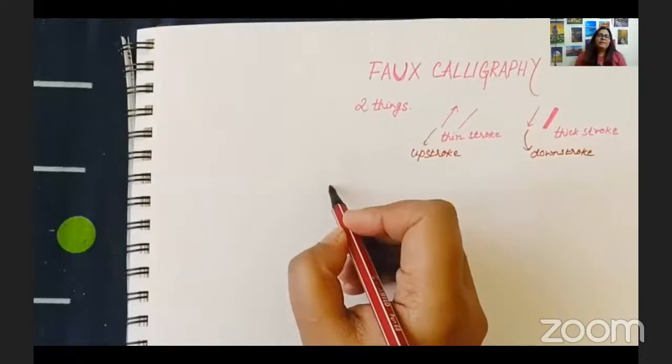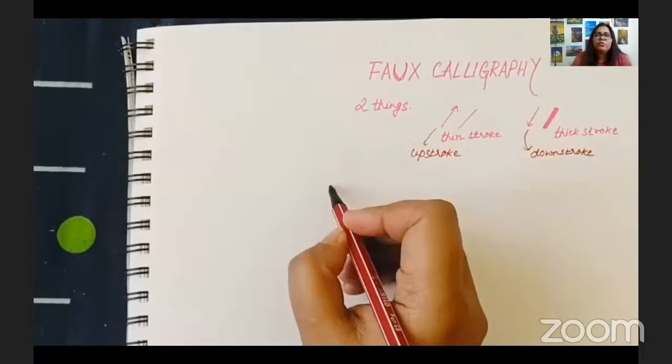All right. Everybody getting it? Very, very simple. This is the simple basic foundation of calligraphy. We will need a thin upstroke and a thick downstroke. That's all. No doubts till here? No doubts?